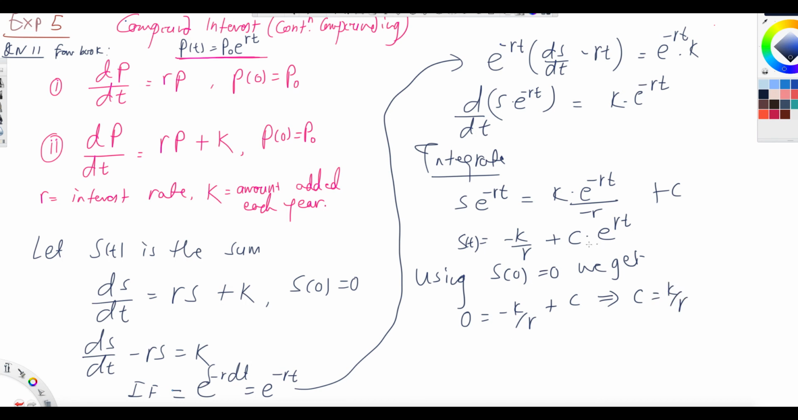So what is the final answer then? Your final answer is s(t) equals negative k over r plus c, which is k over r, e to the positive rt. So if you take k over r out, you get s(t) equals k over r times e to the rt, let us write the positive term first and then minus 1. This is what you get. This is the solution in terms of r. So this is the solution of s(t) at any time t. This is the answer for part A.